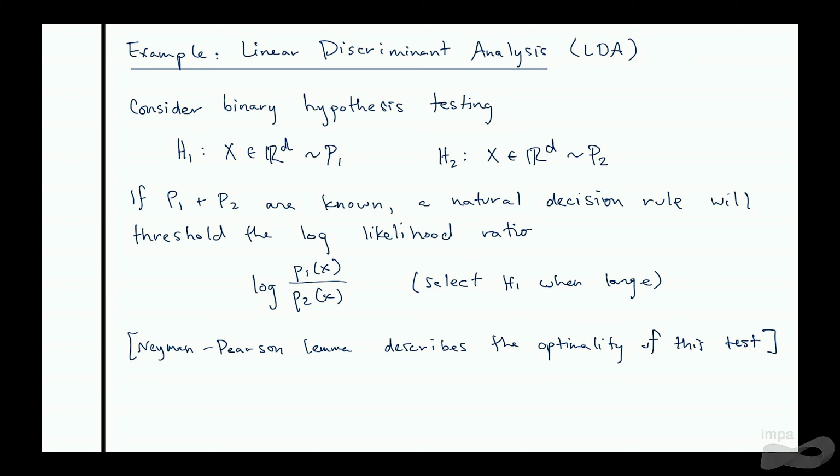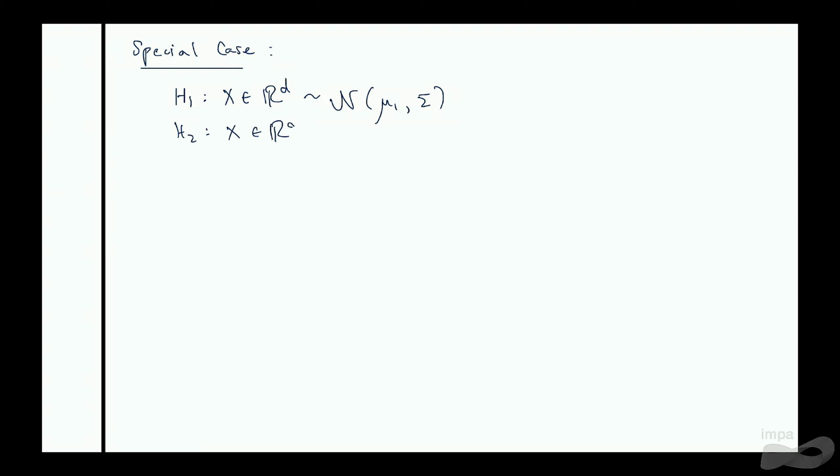Okay, so we're going to think of a specific case where P1 and P2 are Gaussian. Why are we thinking about this specific case? Well, it's going to be easy to analyze if we assume everything's Gaussian. So our special case says the following. We're going to test between H1, which says our data of dimension D is from a Gaussian with mean mu1 and covariance matrix sigma, against H2, where our data is Gaussian with a different mean, and for simplicity, we'll assume the same covariance.